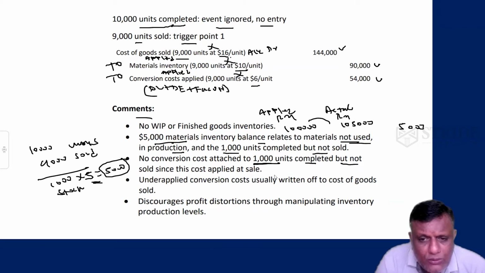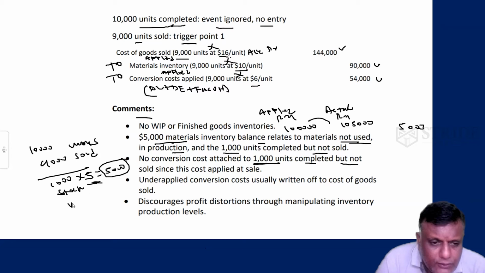They're not sold. So at the point of sale we make an entry, but there is no point of sale for the 1,000 unsold. No entry, no conversion cost to be attached. So no point of sale, no conversion cost. Only stock in hand.